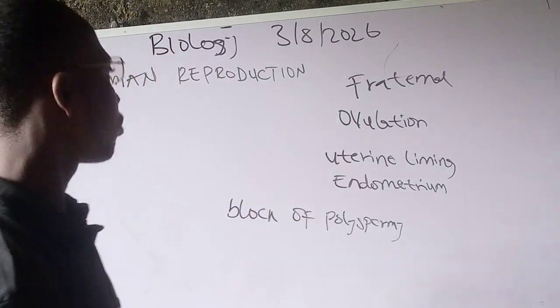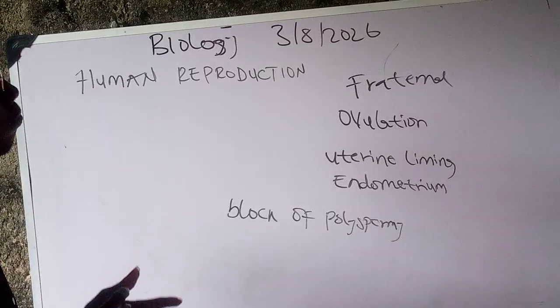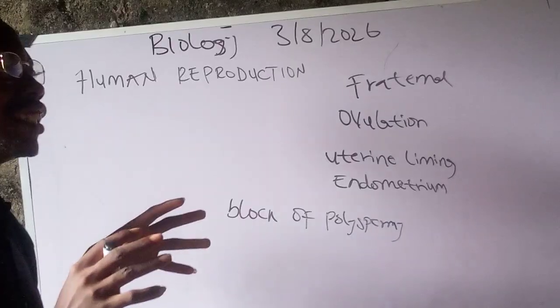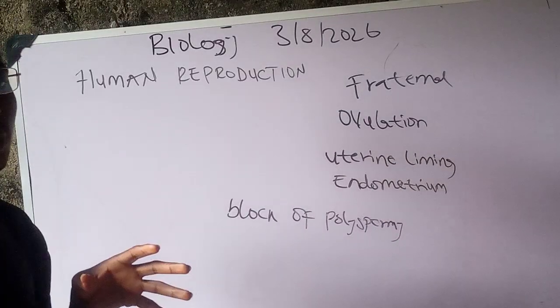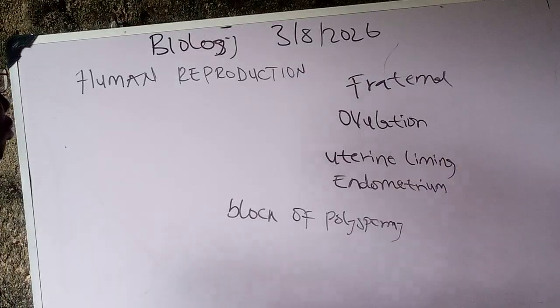You understand? So after the fertilization, the embryo starts dividing in a way that it can enter into the uterus and implant itself in the uterus.